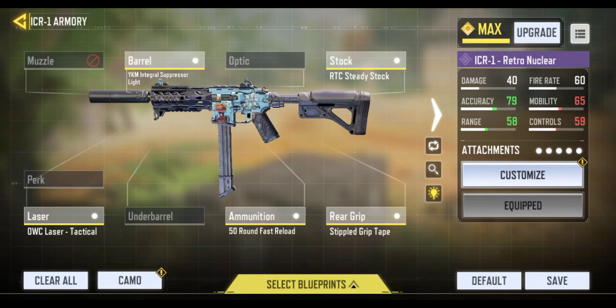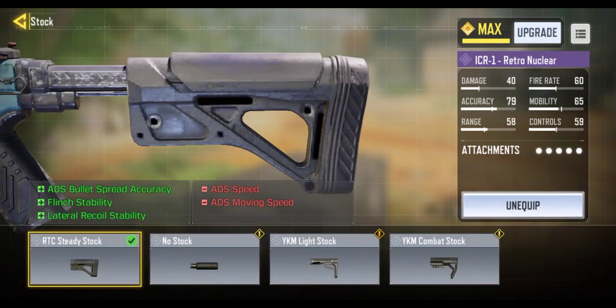Second, those players who need an optic can attach one. I will tell them later which attachment you should use to substitute another attachment. Now the stock.